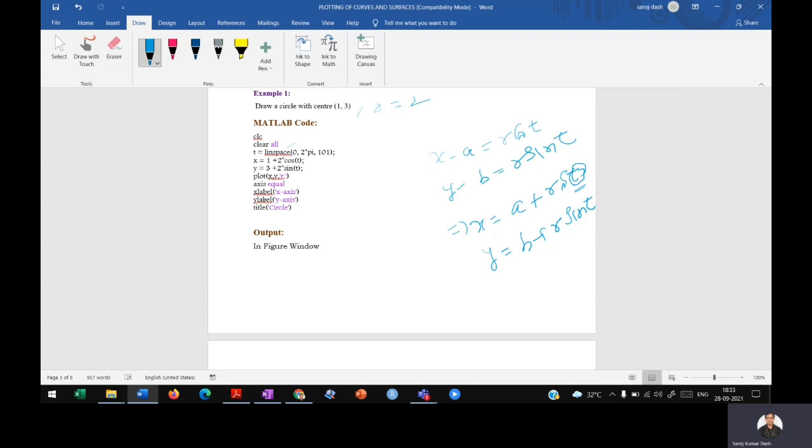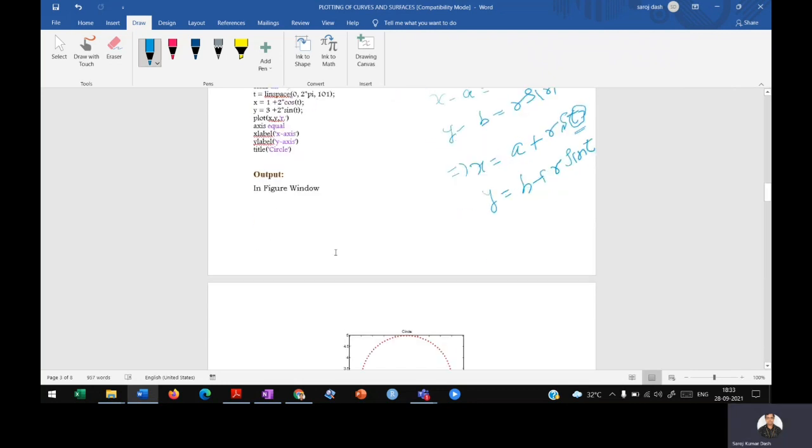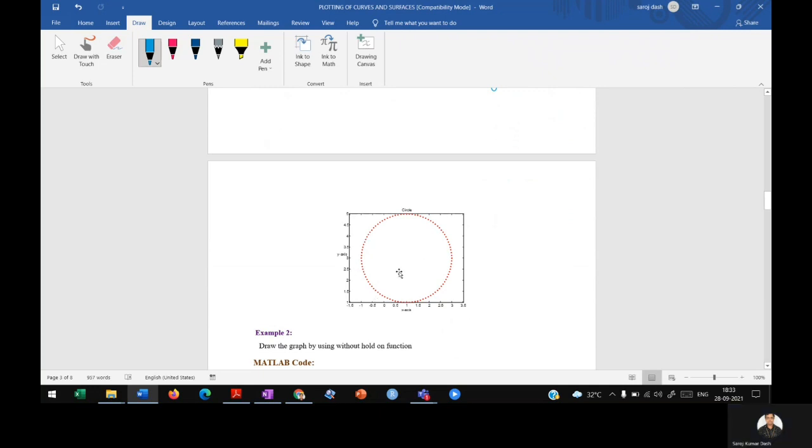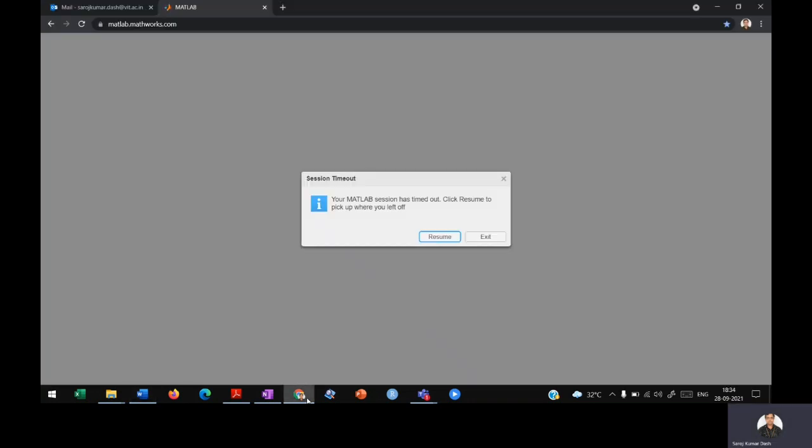Then axis equal: it means the x axis scale is equal to the y axis scale. And then labeling: for that we use the command xlabel, which is equal to x axis, ylabel we gave the name y axis, and the title of the program is circle. That's all. When you run this in MATLAB, what is the output? The output is this. I will explain in MATLAB how it will look.